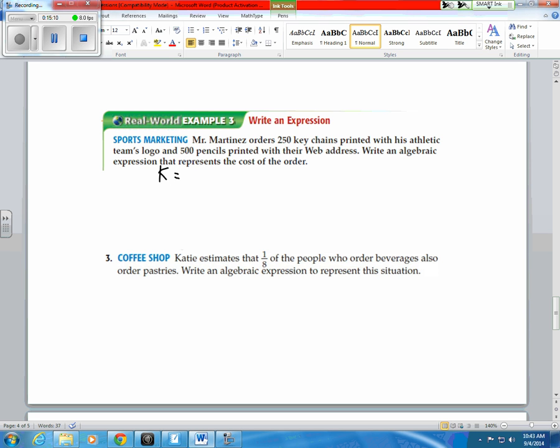k is going to represent the cost of keys, which means I have 250 keys, and each one of those is going to cost me k, whatever that might be. I also have pencils. I'm going to have P represent cost of pencils. So not only did I have this 250k, I had another term. I have another chunk added onto that. Now I do have 250 times my cost for my keys because there's 250 keychains. I have the 500 pencils and whatever that cost was.